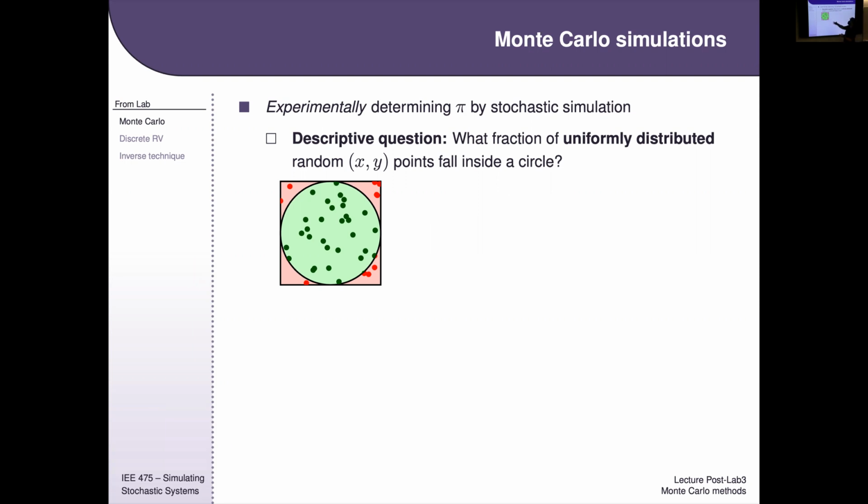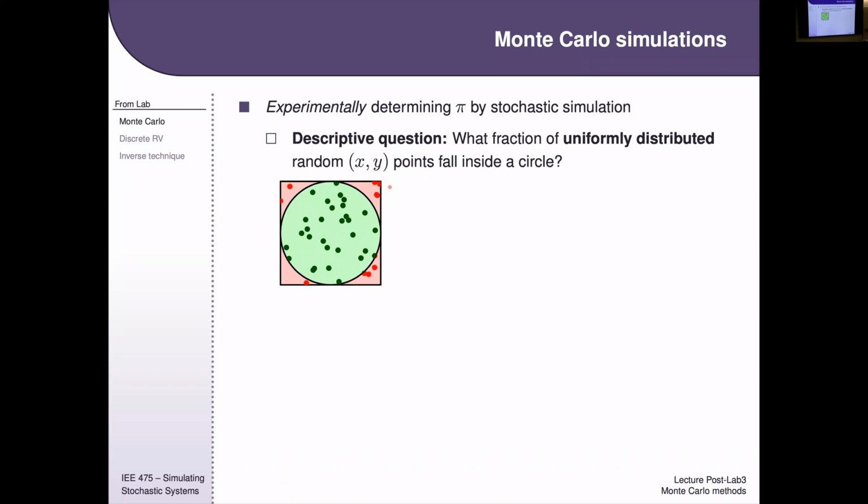We can say, if we have this question we'd like to answer with an experiment, what fraction of uniformly distributed random points fall inside a circle? This is like if I manage to throw a dart at a dartboard and the X and Y coordinates end up being uniformly distributed. So there's an equal density that I could hit anywhere along the X or anywhere along the Y.